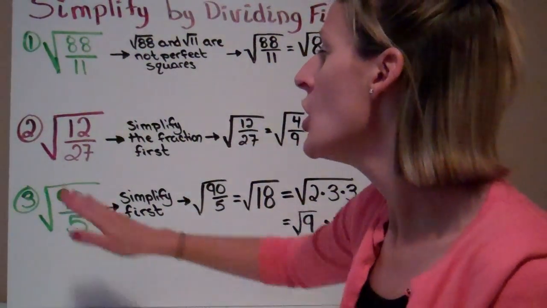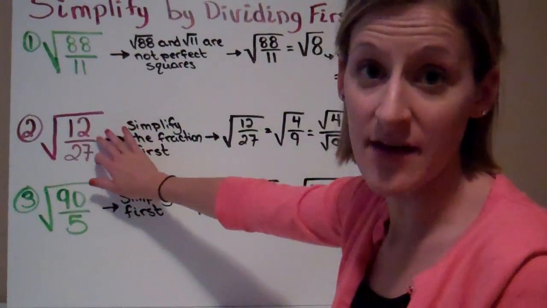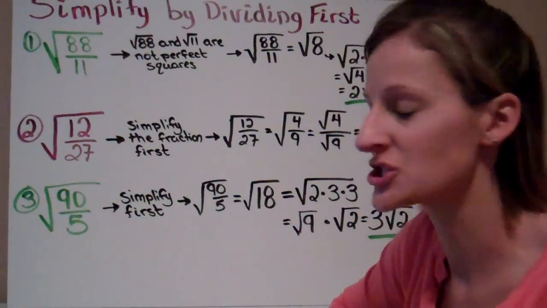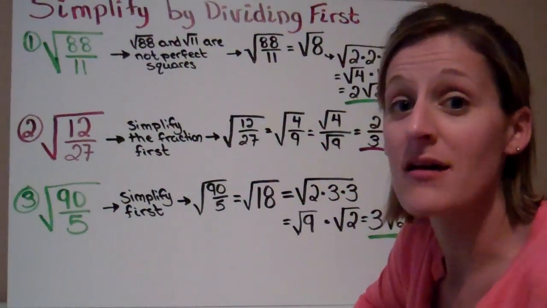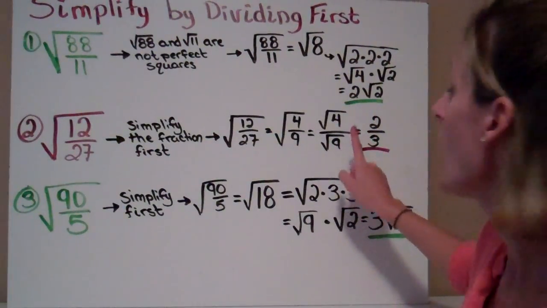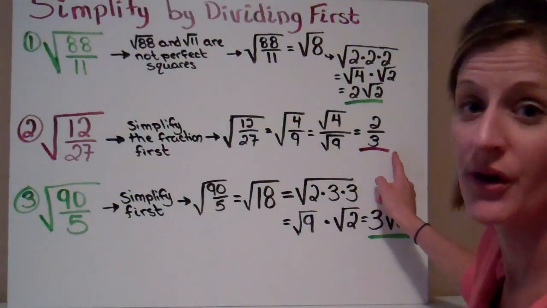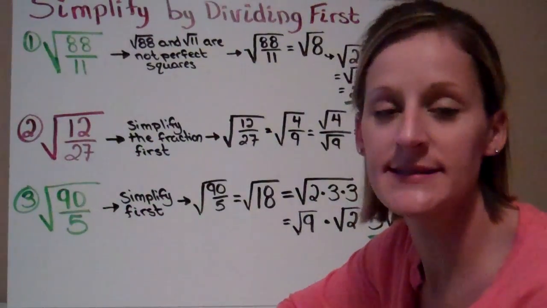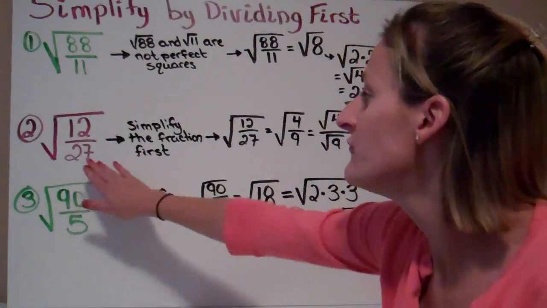Now this next one, we've got the square root of 12 over 27. We know 12 and 27 are not perfect squares, so the first thing I need to do is simplify the fraction. If I simplify this fraction, I get 4/9. Well, lucky us, 4 and 9 are perfect squares. So I'm going to take the square root of the 4 and the square root of the 9. Square root of 4 is 2, square root of 9 is 3. So here I have my fraction of 2/3, and I've totally simplified and gotten the correct square root for this radical.